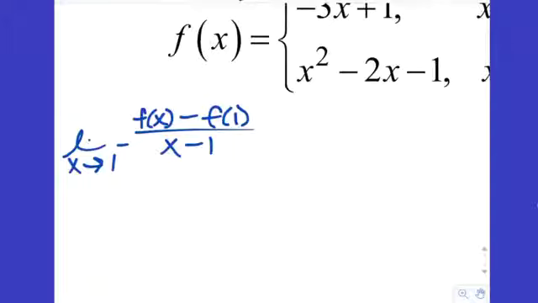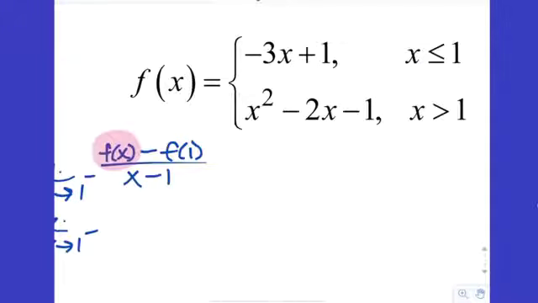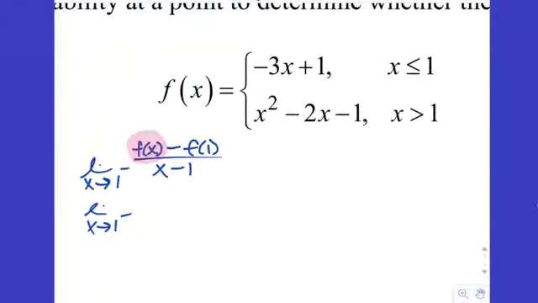Now I'm going to go ahead and substitute in the numerator. The f of x that we are using from the left side of 1 is the top piece, because that's where the less than is. So we're going to substitute the piece of the function that we actually are using from that particular side. So that's going to be negative 3x plus 1 minus f of 1.